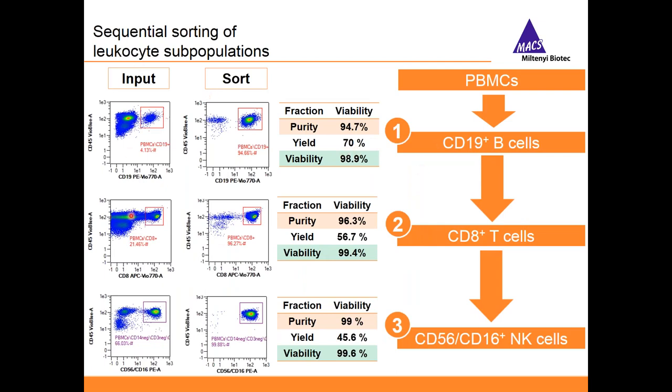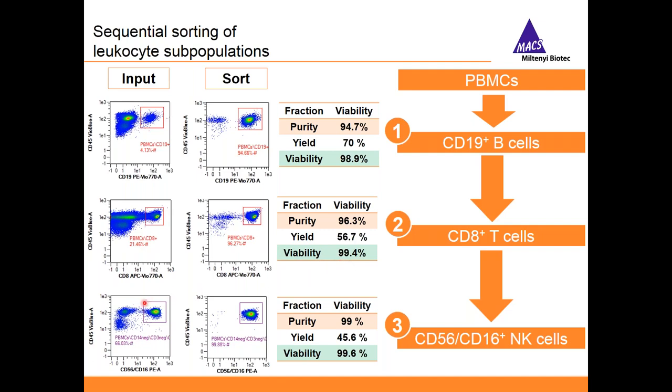Here, in this row, you can always see the input, and in this row, the sorted populations. So for the CD19 positive B cells, you can see we started with 4.13% and ended up with a purity of 94.7% and a viability of 98.9%. So a first sorting step did not affect viability of the cells. In the second sorting step with the CD8 positive T cells, we enriched them from 21% to 96%, and those cells were still highly viable with 99.4%.